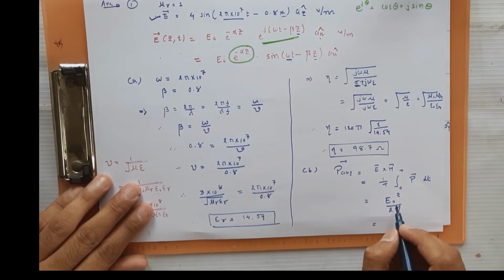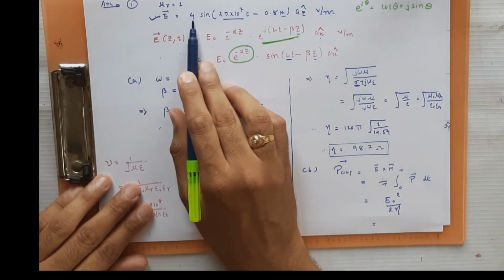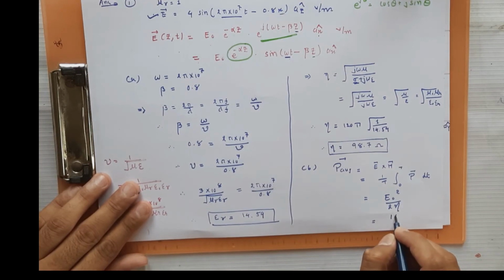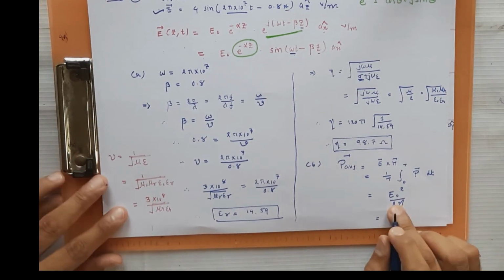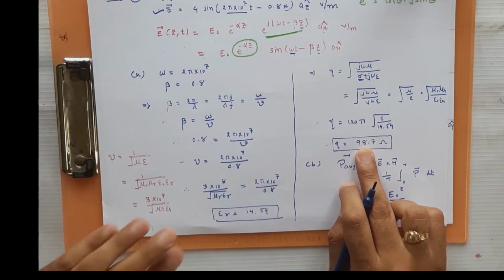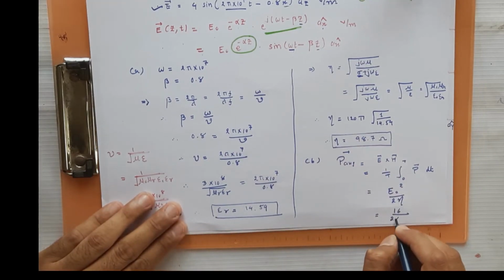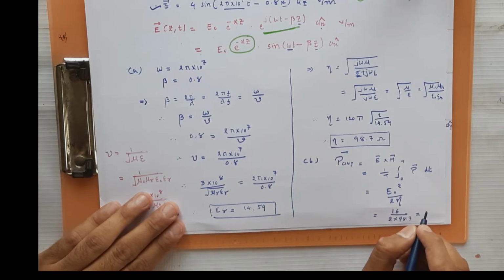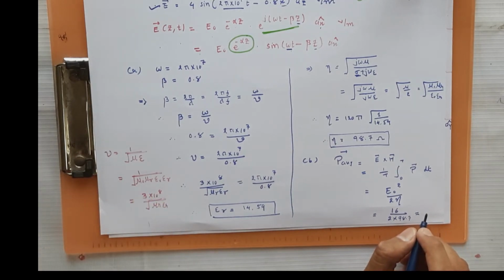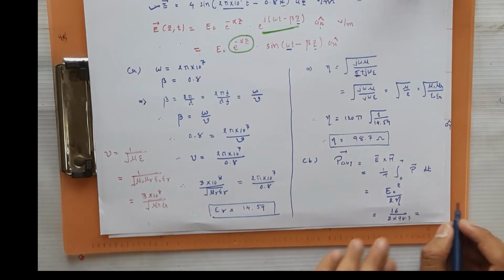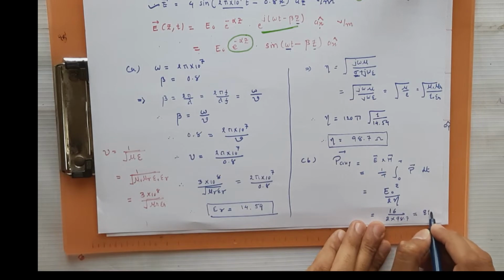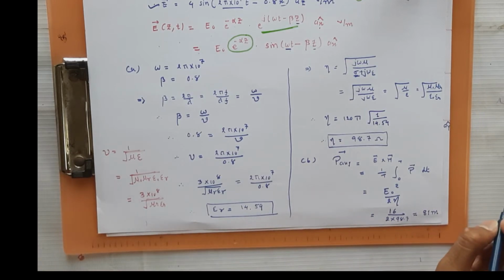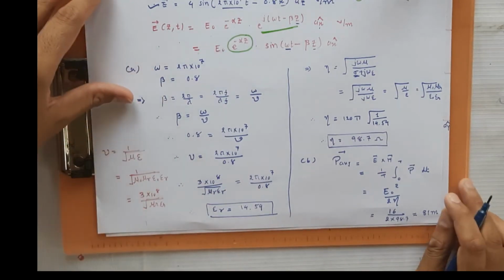What is E0? E0 means its maximum value, which is 4, and squared it is 16, divided by 2 eta. Eta is given as 98.7, so 2 into 98.7. Do the calculation. The answer is 0.081, so 81 milli. So the answer is 81 milliwatt per meter square. Clear?